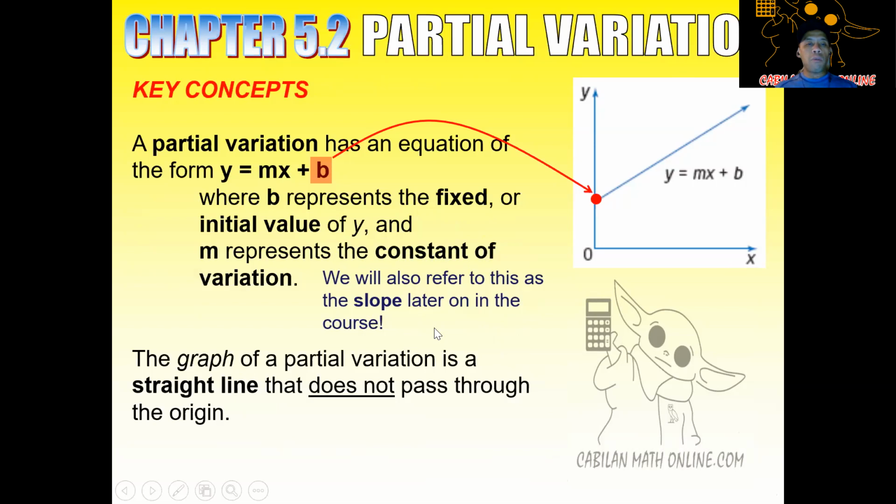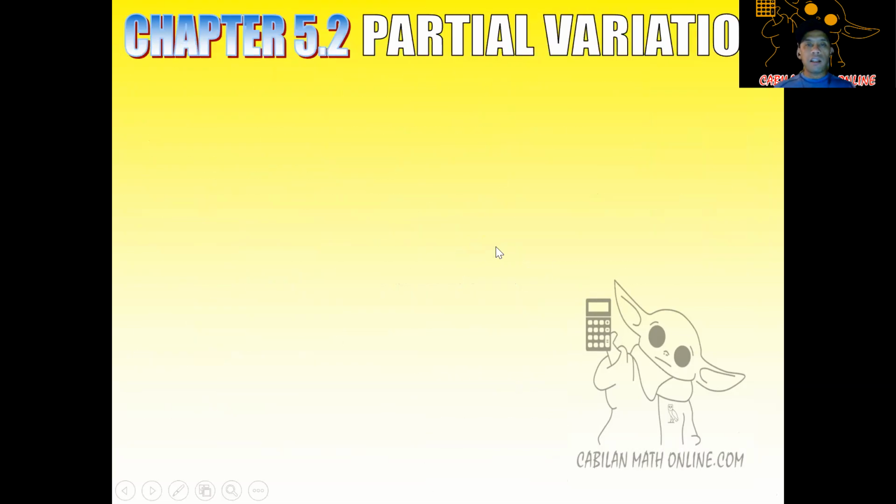Now, what you do need to know about the graphs, as I mentioned already, is that any graphs that do not start at the point 0, 0 are all examples of partial variation. All right, so let's take a look at some examples.